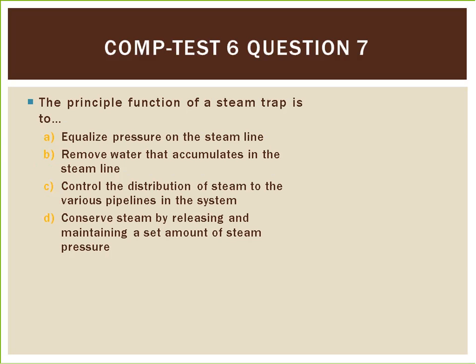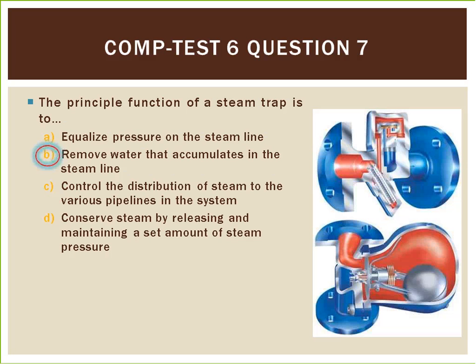Comp Test 6, question number 7. The principal function of a steam trap is to A, equalize pressure on the steam line, B, remove water that accumulates in the steam line, C, control the distribution of steam to the various pipelines in the system, or D, conserve steam by releasing and maintaining a set amount of steam pressure. Answer B is the best answer here. Steam traps are devices used to discharge condensate and non-condensable gases with negligible loss of steam.